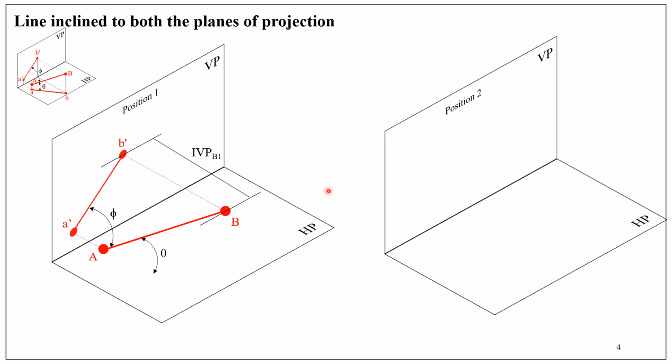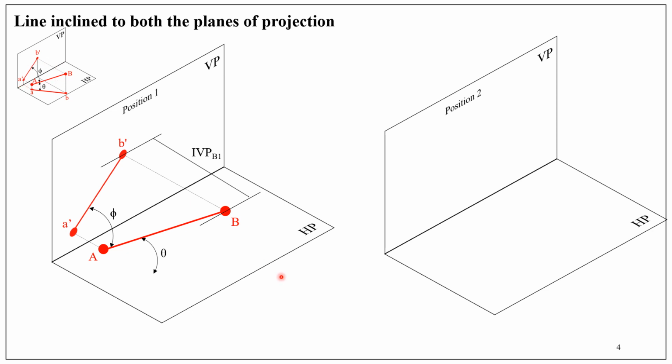Now imagine the line and its corresponding front view. The distance of point B in front of vertical plane is given as IVP B suffix 1. This corresponds to position 1. What is this position 1? It is the actual position of the line with respect to the problem statement. So in this position, line is inclined at an angle theta to the horizontal plane and phi to the vertical plane. So capital A, capital B, B dash, A dash form a trapezium. So here is that trapezium, which we imagine.